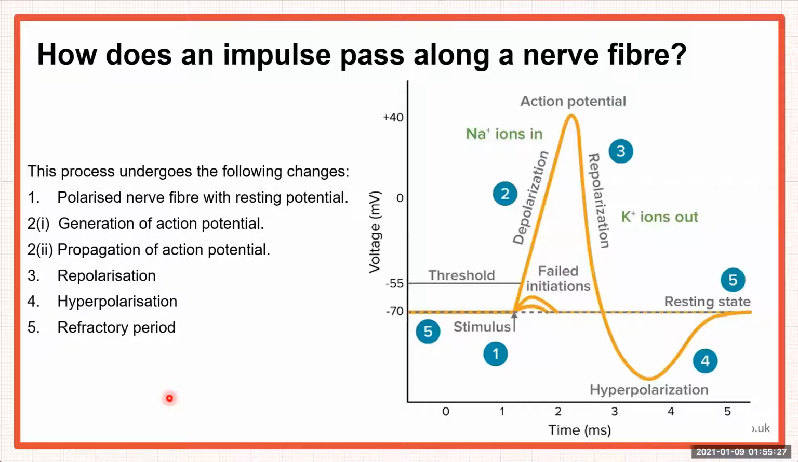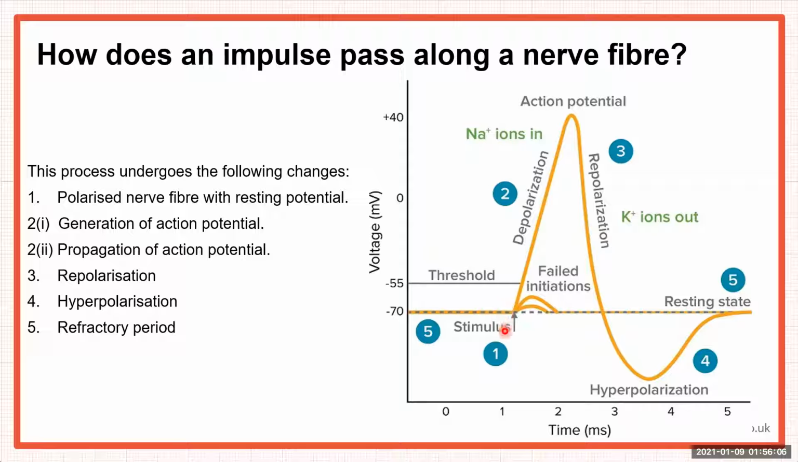All right then, let's talk about how an impulse passes along a nerve fiber. So basically we'll be talking about how this action potential is produced. The first step you see here is the polarized nerve fiber with the resting potential. This is the axon, or the neuron, at resting potential level. This is the straight horizontal line that you see at minus 70 millivolts. This is the resting potential, and this is the axon at rest right now.